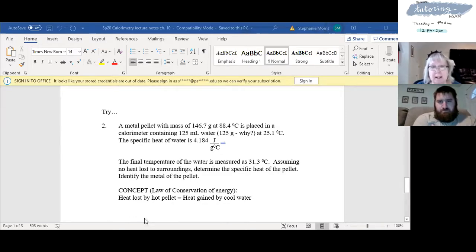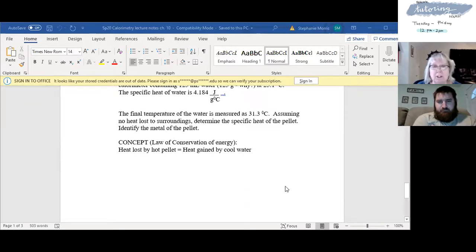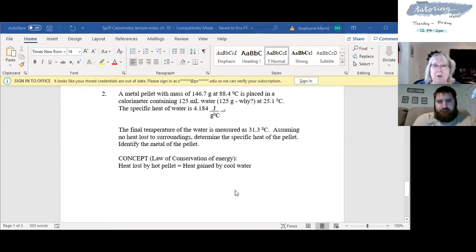There's a reason for that, and it's this conservation of energy concept here. Heat lost by the hot pellet has to be heat gained by the cool water. So basically what you're doing, and I haven't worked this out here, I want you guys to try it. It's going to be mass times specific heat times temperature change for the pellet. I'm making a substitution. Instead of the word heat, I'm going to say mass times specific heat times temperature change for the pellet equals mass times specific heat times the temperature change for the water here. And so I can back calculate the specific heat for the pellet.